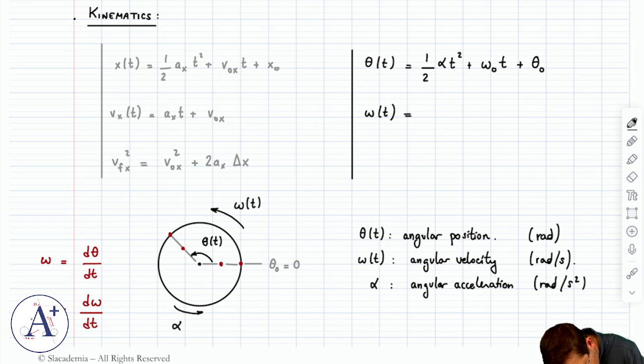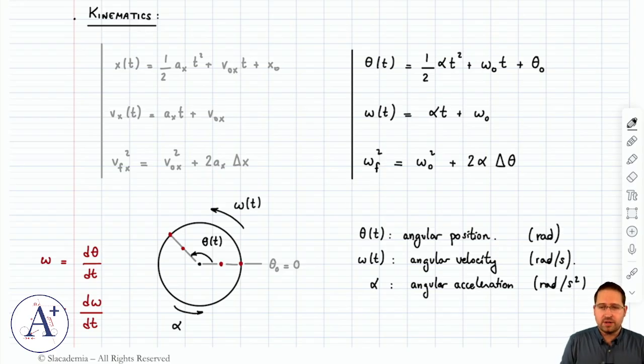Omega of t is going to be the derivative of this, which is alpha t plus omega naught. And then we also have, by combining the above two, a similar equation that eliminates time. Omega final squared is going to be omega naught squared plus 2 alpha delta theta. There we go. So these are my kinematic equations.